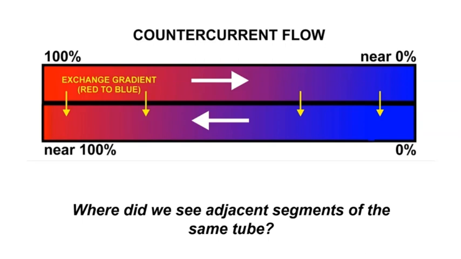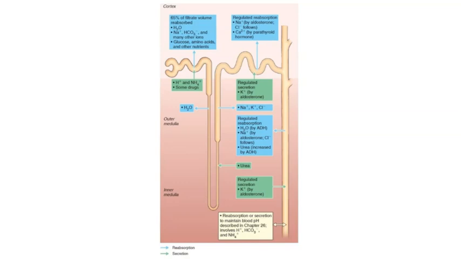So my question here for you is, where did we see adjacent segments of the same tube in the kidney? And recall that we saw these two adjacent segments of the same tube in the nephron loop. So the nephron loop was this U-shaped structure that dips down into the renal medulla. And those two structures, even though they're not physically touching one another, are still in close proximity to one another. So what's going on in one tube will affect what's happening in the other tube there. And so in this way, the kidney is making good use of that countercurrent flow to physiologically alter the chemical properties of our urine and the filtrate that's coming out of it at this point.